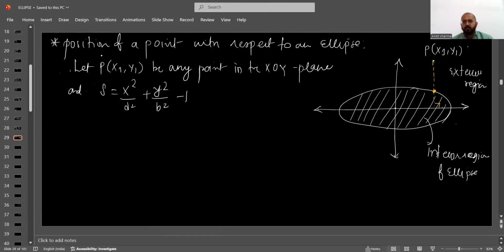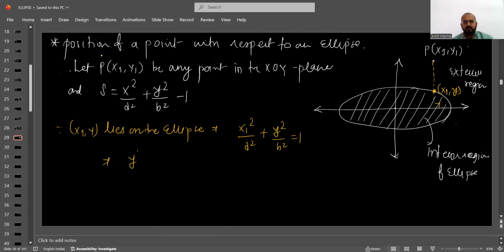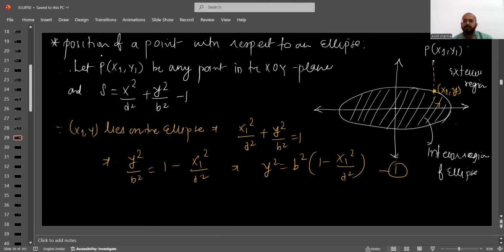When I drop this perpendicular, there will be some point here, say (x1, y), which is lying on the ellipse. So it will satisfy the equation of the ellipse: x1 square over a square plus y square over b square is equal to 1. From this, y square over b square is equal to 1 minus x1 square over a square. This gives y square is equal to b square into (1 minus x1 square by a square). Now if I talk in terms of the magnitude of the height, this height is definitely more than this height. This is quite visible by common sense. So y1 is more than y, since I have already taken point P outside.